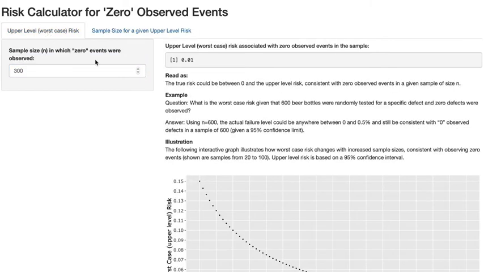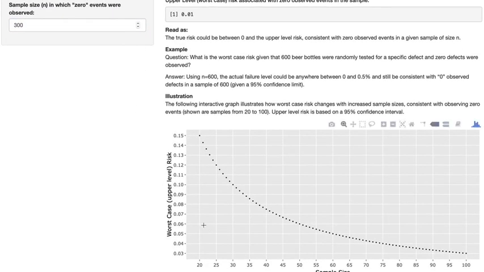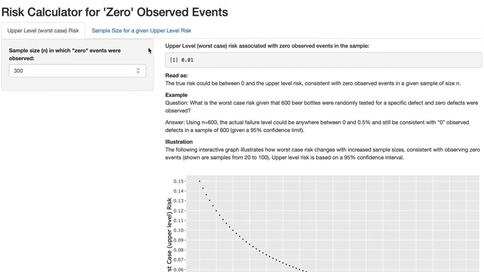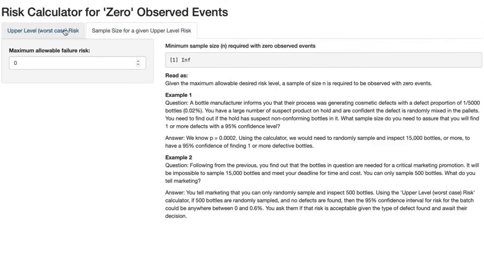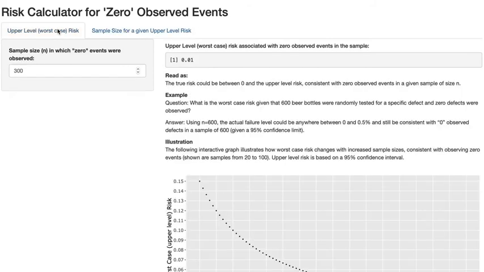Going back over here, we can see that if we want very good assurance for our risk level, as this risk level goes down, the sample size is going to go up quite dramatically. If we're willing to live with more risk, the sample size becomes smaller. Anyway, you can do a lot of what-if scenarios with this calculator. It's a lot of fun to play around with.